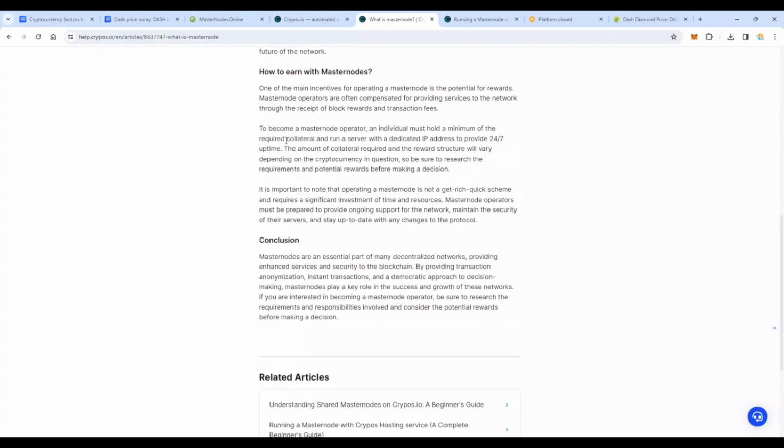So how to earn with masternodes? One of the main incentives for operating a masternode is the potential for rewards, and masternode operators are often compensated for providing services to the network through the receipt of block rewards and transaction fees. To become a masternode operator, an individual must hold a minimum of the required collateral and run a server with a dedicated IP address to provide 24/7 uptime. So basically, this is what Crypos.io do. The amount of collateral required and reward structure will vary depending on which node you're running, or the crypto project that you're running.